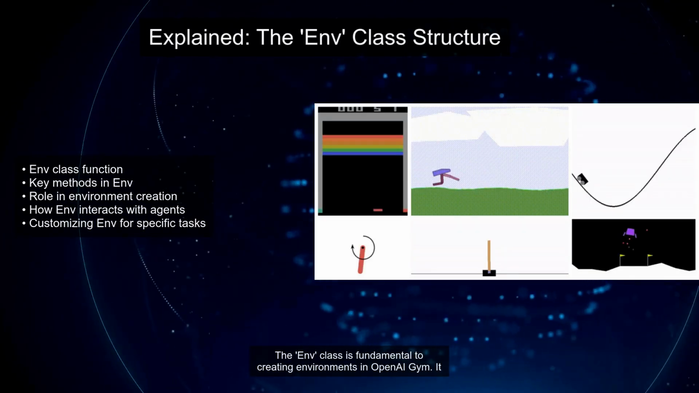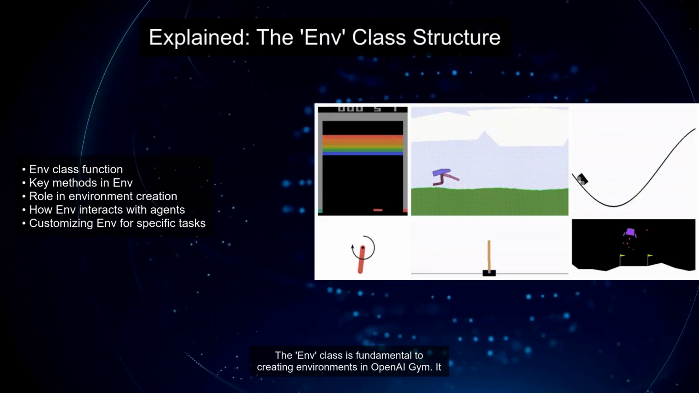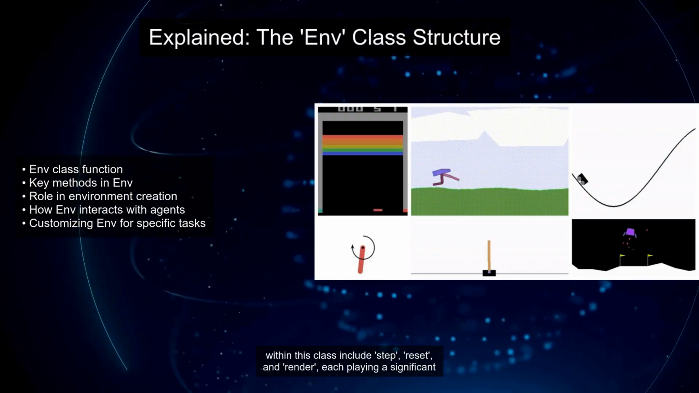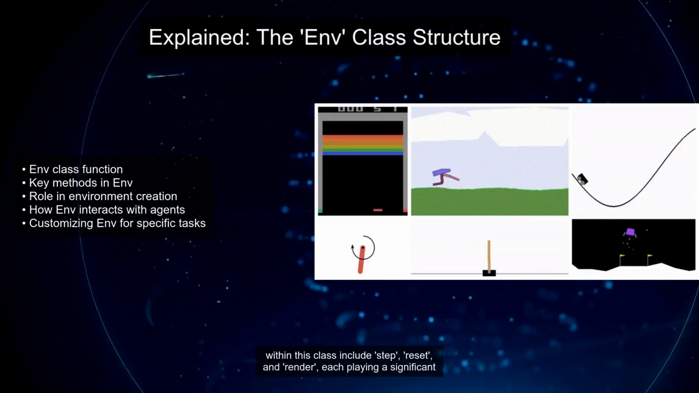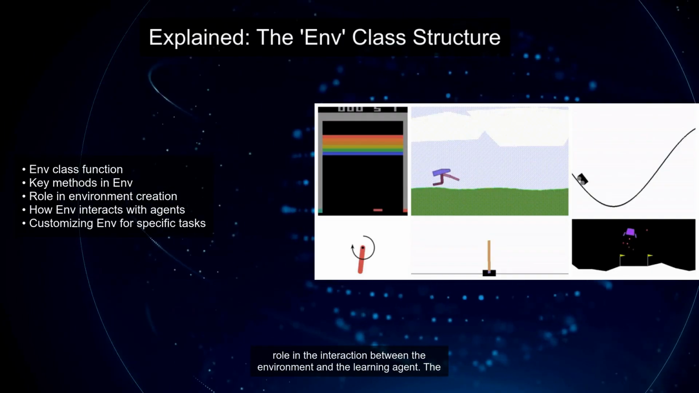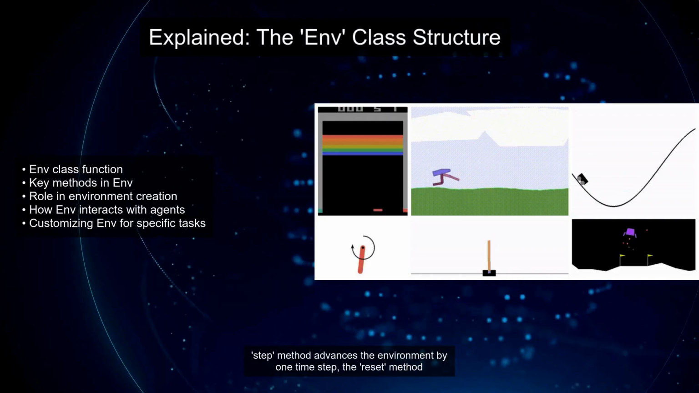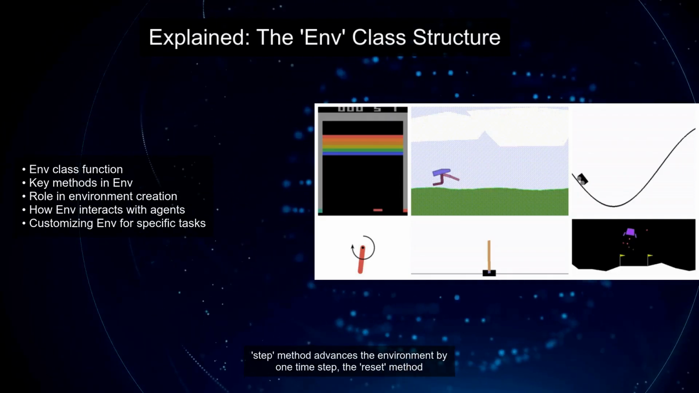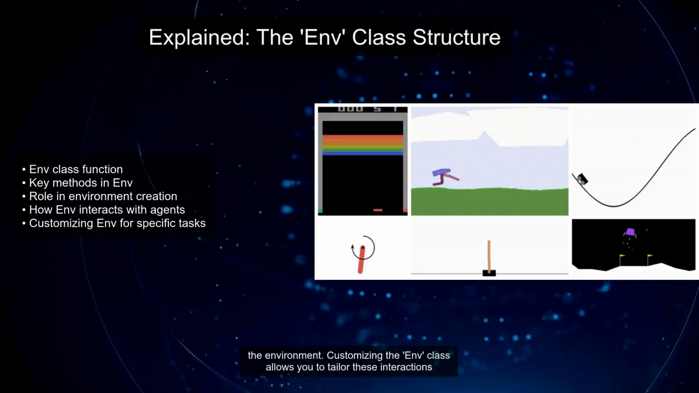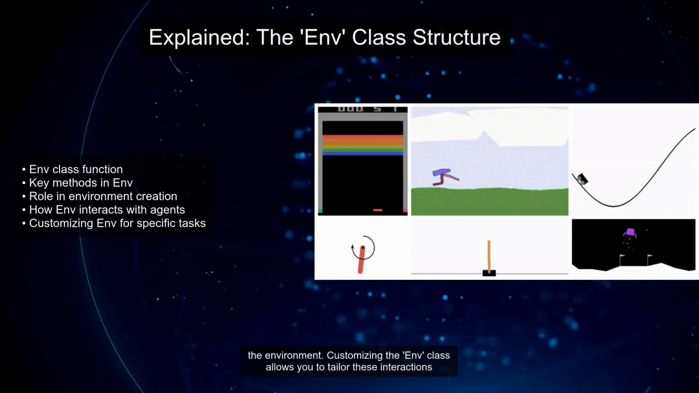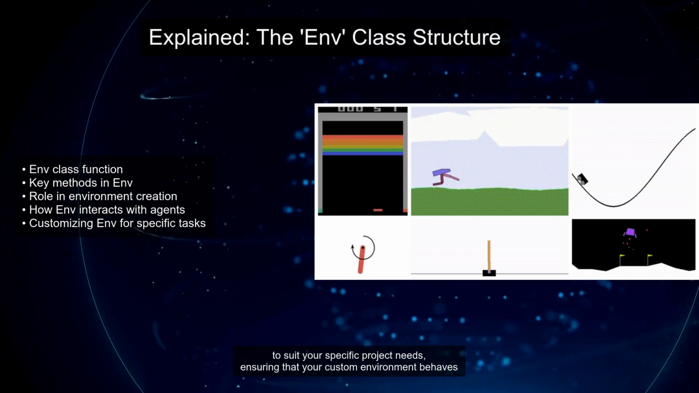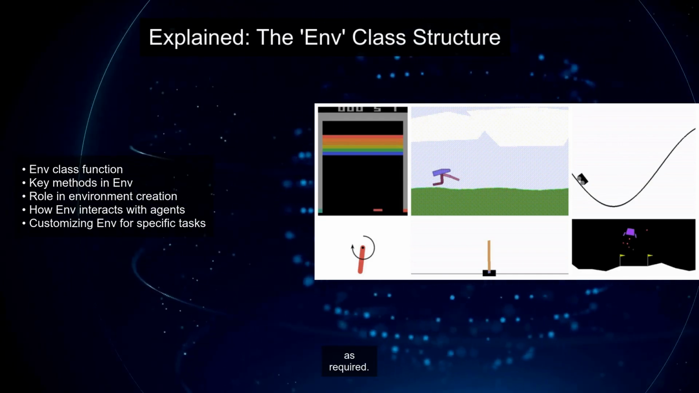The Env class is fundamental to creating environments in OpenAI Gym. It serves as the template that all environments are based on. Key methods within this class include step, reset, and render, each playing a significant role in the interaction between the environment and the learning agent. The step method advances the environment by one time step, the reset method resets the environment to its initial state, and the render method visualizes the environment. Customizing the Env class allows you to tailor these interactions to suit your specific project needs, ensuring that your custom environment behaves as required.